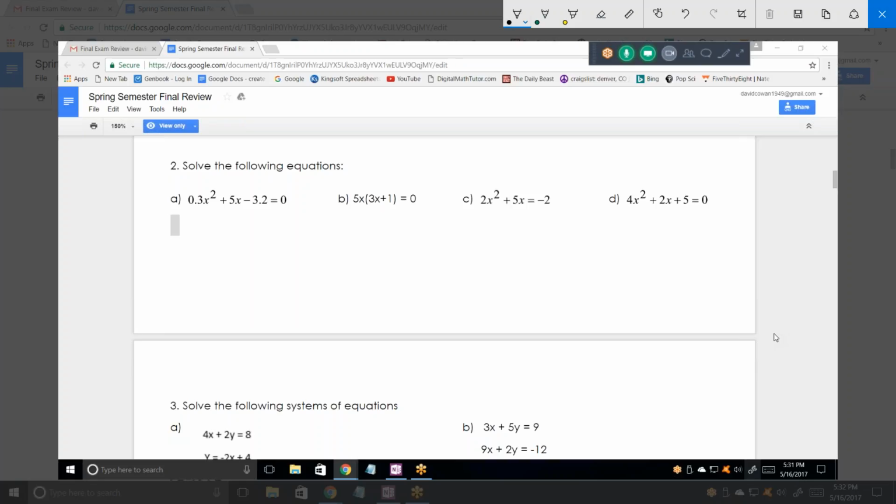B, on the other hand, doesn't need us to use the quadratic formula. What is the solution for x? 15x. Well, no, don't go backwards. You got it factored. Factored is how you want it. 0 and negative 1/3. Okay.